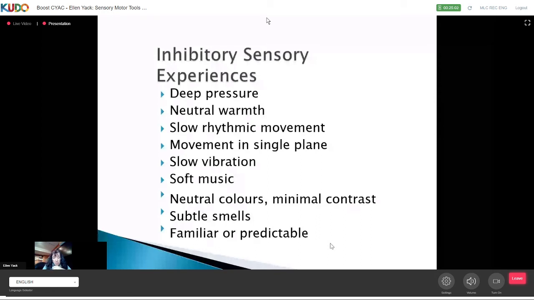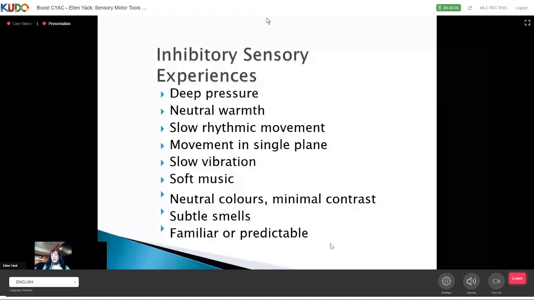that individuals need. Neutral colors, minimal contrast between colors, subtle smells, and there's some specific smells that are more calming than others. And again, familiar or predictable input is more calming and inhibitory. Any new input can alert the nervous system. Okay, so we have to spend more attention to, and orient to, unfamiliar input than familiar input.